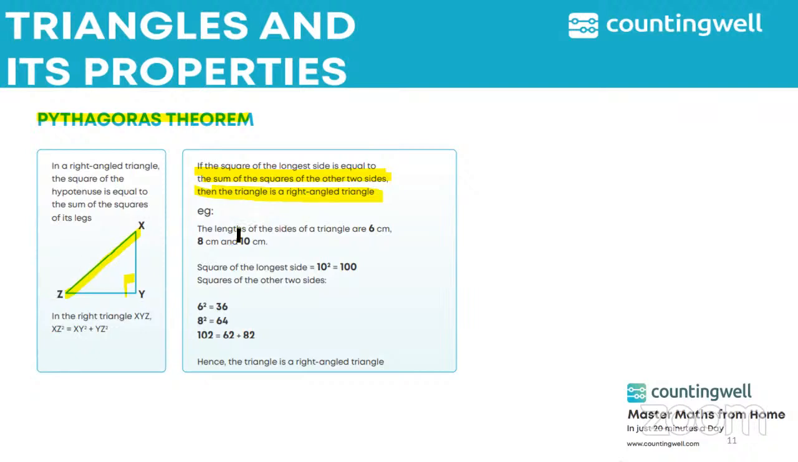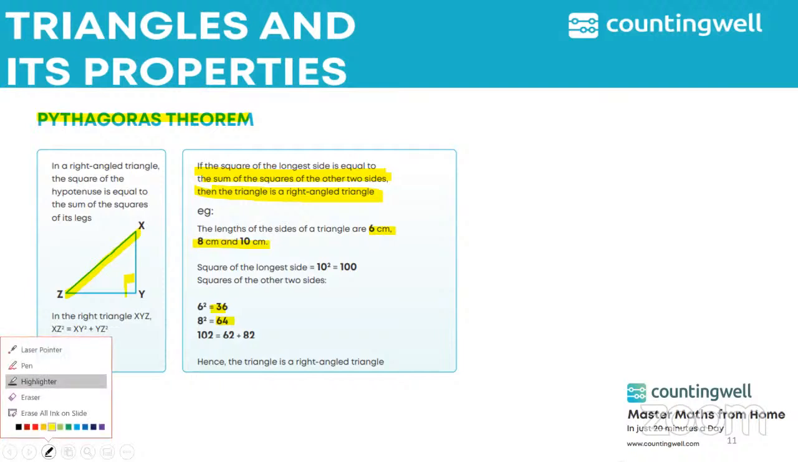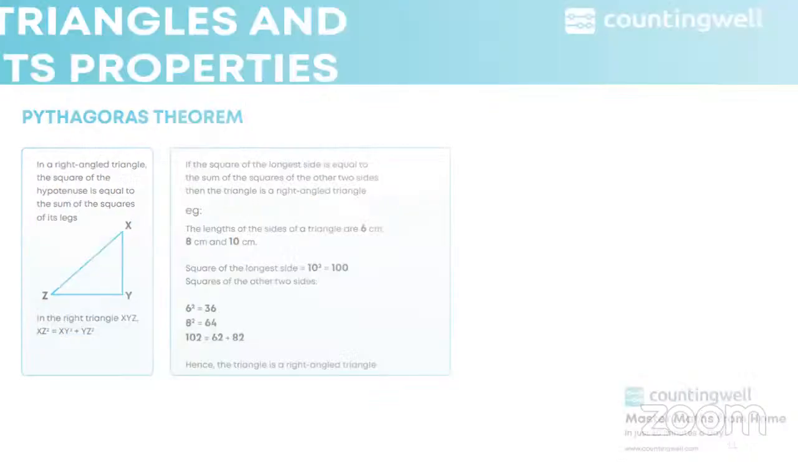For example, if you are given the lengths of the sides of a triangle as 6 centimeter, 8 centimeter and 10 centimeter, you can see the longest side here is 10 and 10 square is equal to 100. The squares of the other two sides will be 6 square equals 36 and 8 square equals 64. Note that 10 square is equal to 6 square plus 8 square. That's why the triangle is a right angle triangle. So in this way, you can check whether the given triangle is right angle or not.